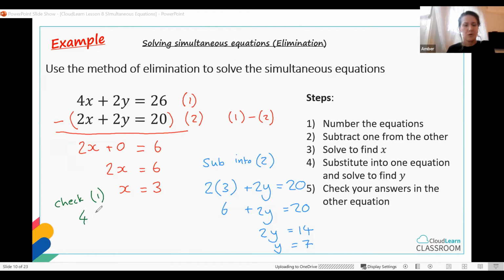So that's going to be 4 times x, that's 4 times 3, plus 2 times y, and y was 7. Hopefully that's 26, otherwise I'm not going to be very happy. So that's 12 plus 14, it is 26. Good, so that means we've done it right. Okay, so that's your whole overall method for how to solve simultaneous equations.